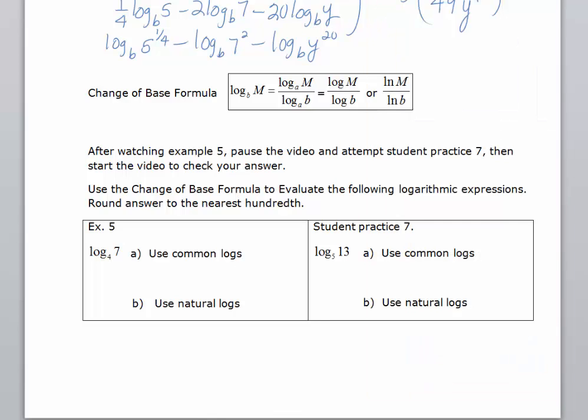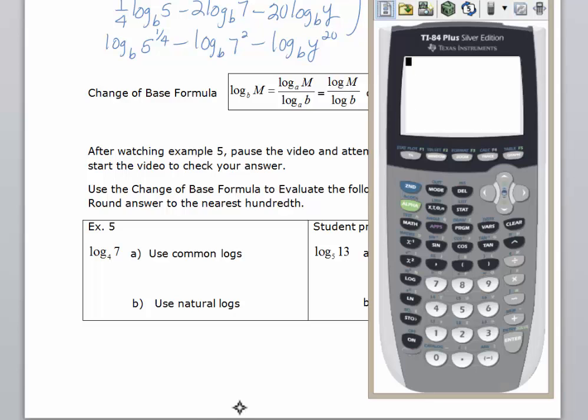there's an LOG button, which is right here, LOG, and then there's an LN button. So your calculator has a button for common logs and it has a button for natural logs, but it doesn't have a button for logs with other bases. And so we have what's called the change of base formula.